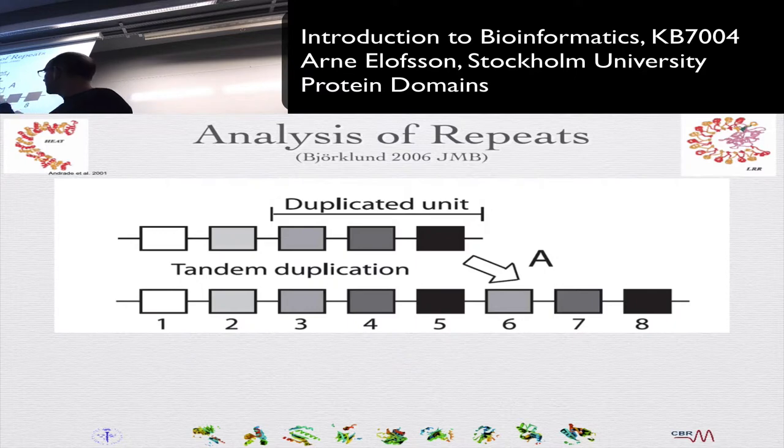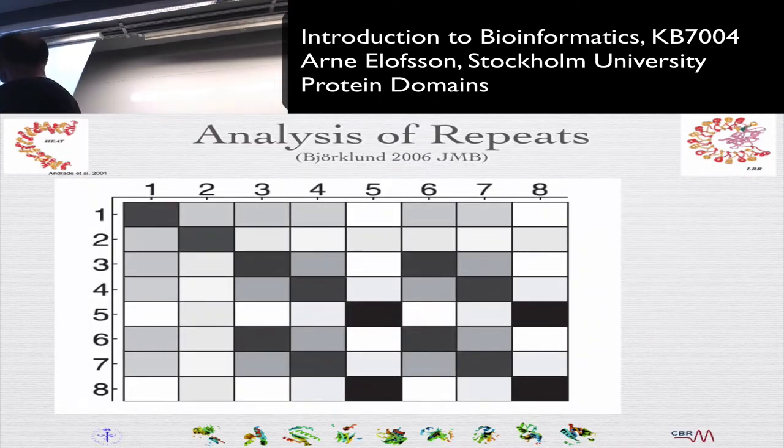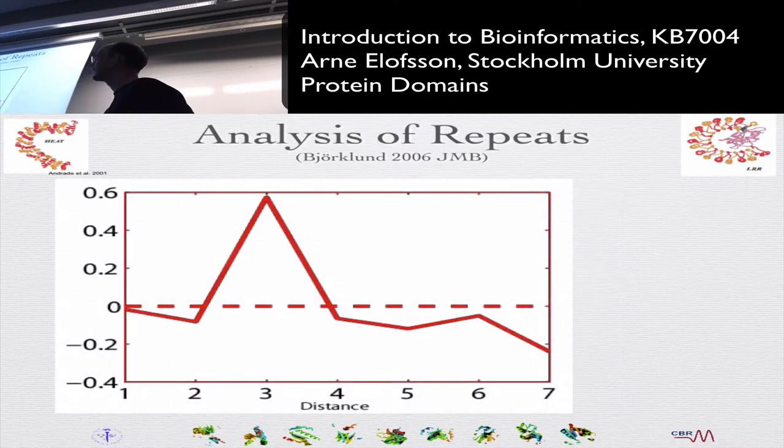So if you plot the similarity between the different domains, you will get something that looks like that. Domains 3 and 6, 4 and 7, 5 and 8 are very similar. Then you can have some other similarities that are less strong, but you will see a nice diagonal band. Alternatively, you can plot the average similarity for each shift: shift 1, shift 2, shift 3, and you will get something like this, the average similarity, and you will have a peak at 3.